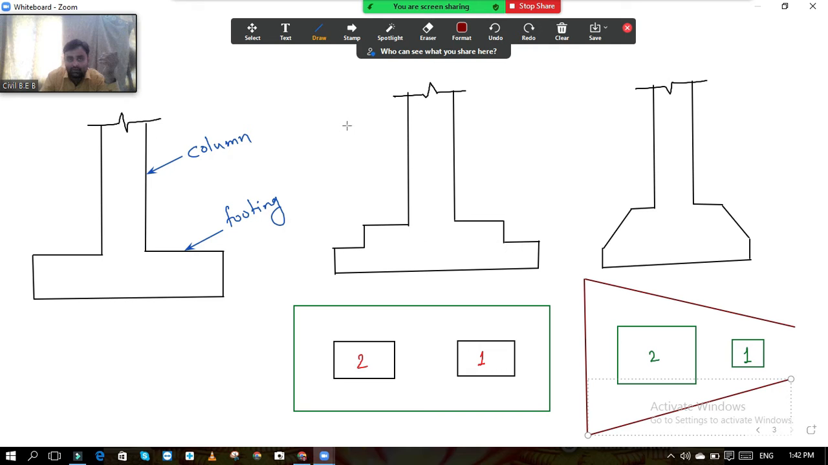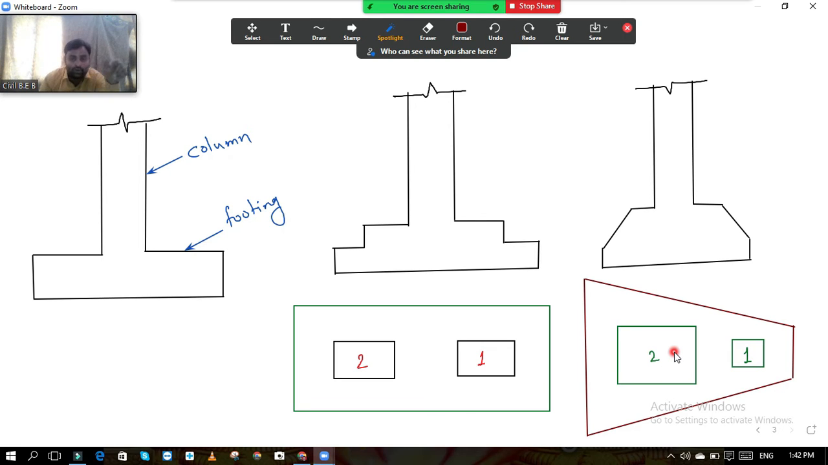Okay, and this type of footing is called the trapezoidal footing. Hope you understood the thing. Now you can see for column number 2 here you are getting the larger area, and for column number 1 here you are getting the smaller area, less area. So this is the combined trapezoidal footing because the load from column number 1 is less and load from column number 2 is much more.